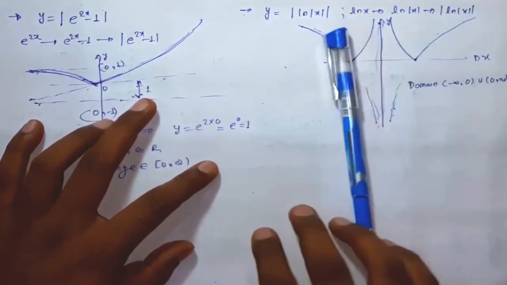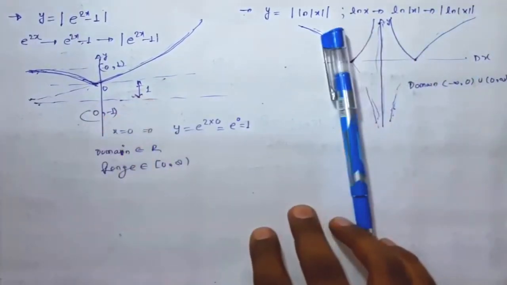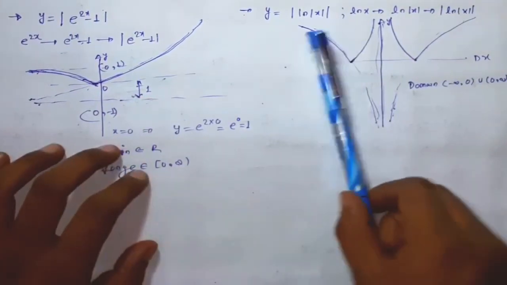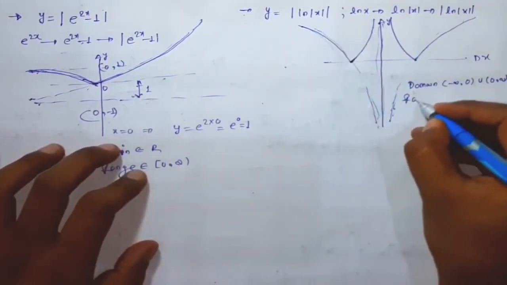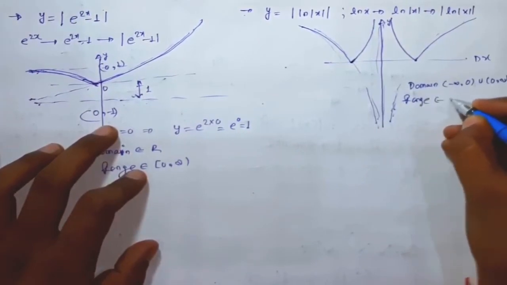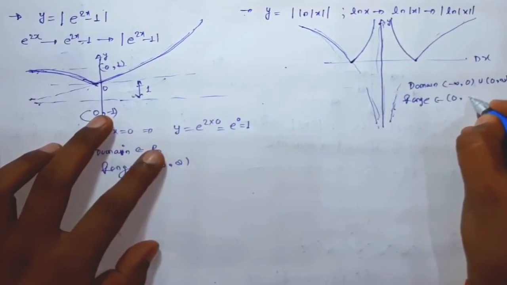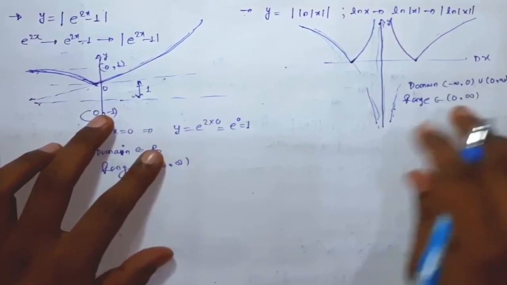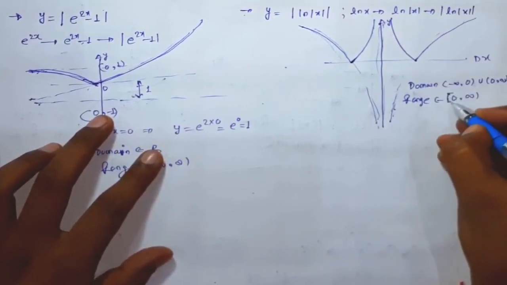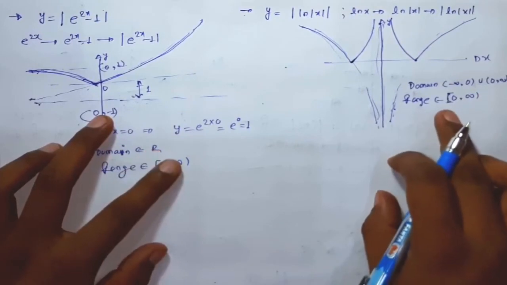Now we will see how to find the range of this function. The range will be 0 to infinity. Okay, 0 will be included, so I'm going to put a square bracket here.